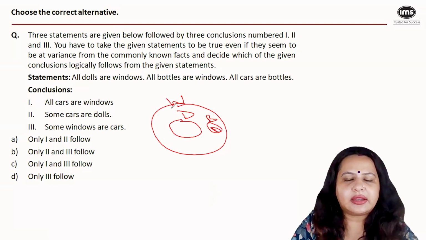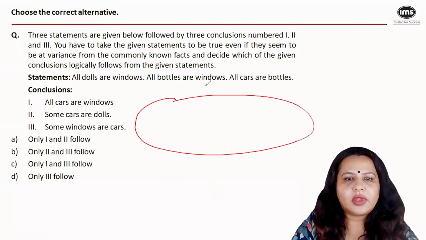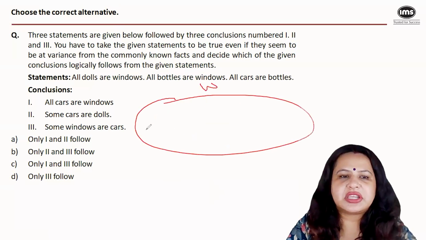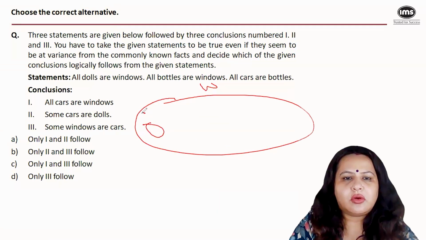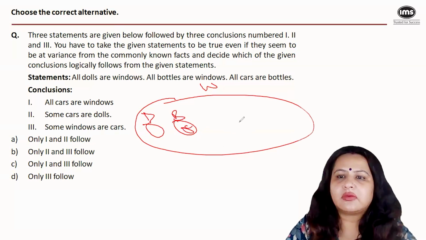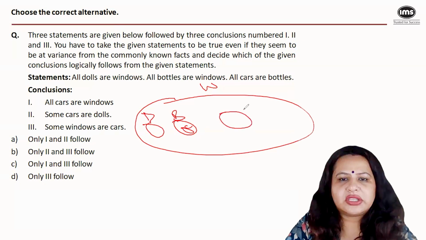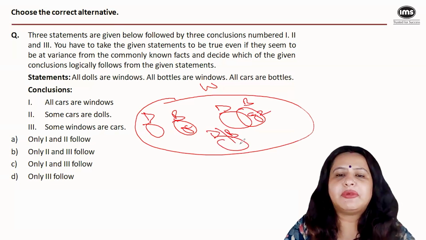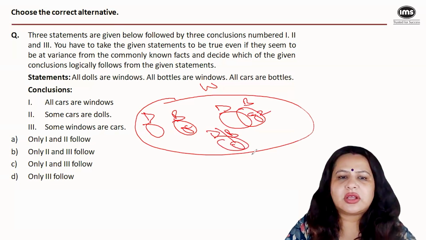So if we make a neat diagram, so this is windows. All the relationships in the first three statements are with the dolls, with the windows. So all dolls are windows, all bottles are windows, and all cars are bottles. But we don't know whether doll and bottle are interacting with each other at all or not. So it can be like this also. So we'll have to create possibilities. And there can be a complete overlap between a doll and a bottle. So now the car comes inside.